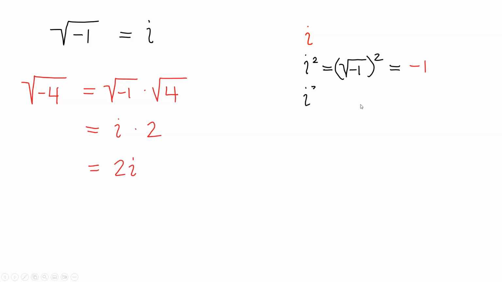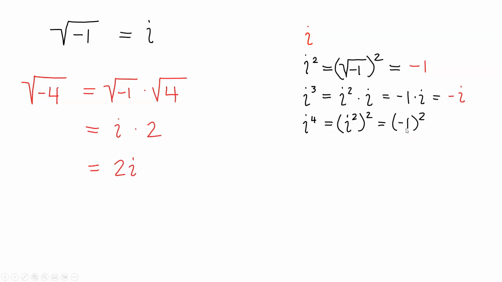If I were to take i to the third power, that's like having i squared times i. Well, i squared we just defined as -1. -1 times i would be -i. i to the fourth is just taking i squared and squaring that. And i squared, of course, is -1. And if I square a -1, I get 1.